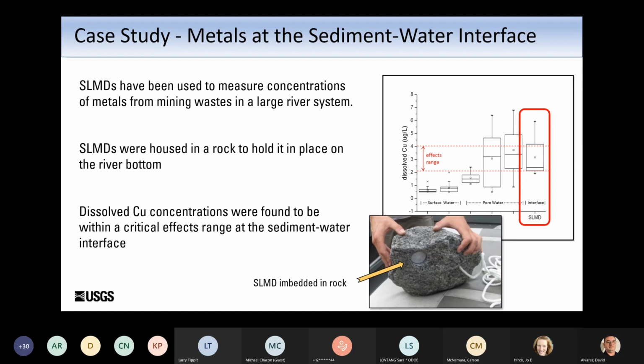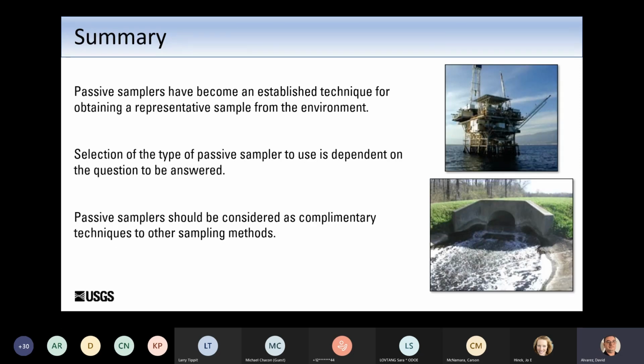The rock allowed the sampler to stay in place, as well as maintained the sampler positioning on the sediment to be able to measure what that metal concentration was at the sediment water interface. As you can see from the data figure there on the right in the red circle, concentrations of copper in this case at this particular site did tend to fall within a suspected effects range. So it was a good technique to try to measure potential risk to organisms at a particular level of the river system.